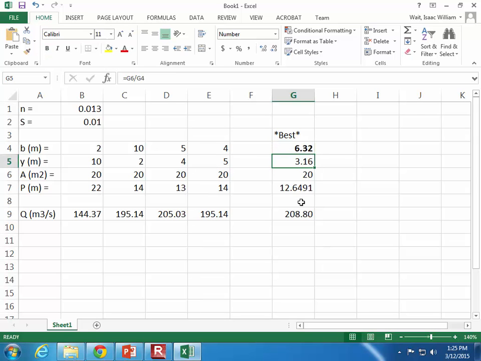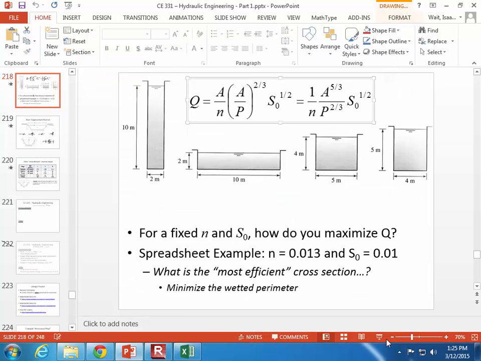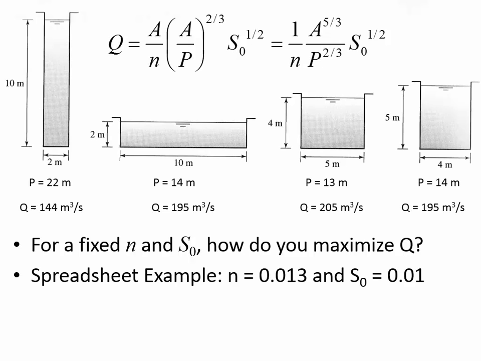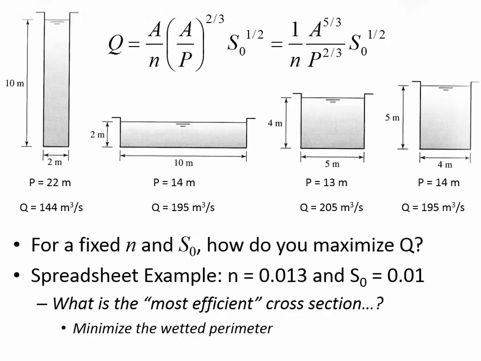Twice as wide as it is deep. Now, it turns out that we don't get that much more flow, right? We went from 205 to 208. So it's not that big of an increase, but you know, every little bit helps. So what we learn is that the most efficient cross-section in the case of a rectangle is that it should be twice as wide as it is deep.